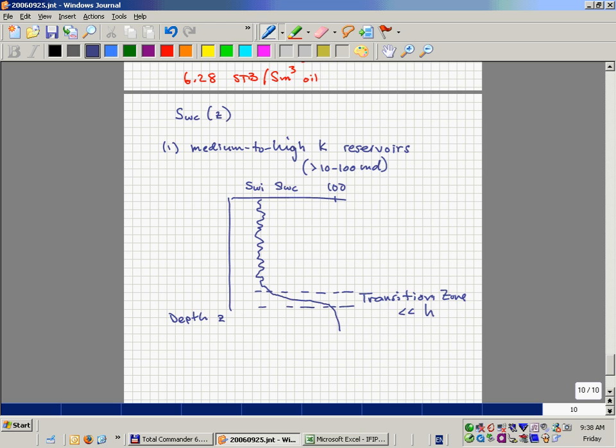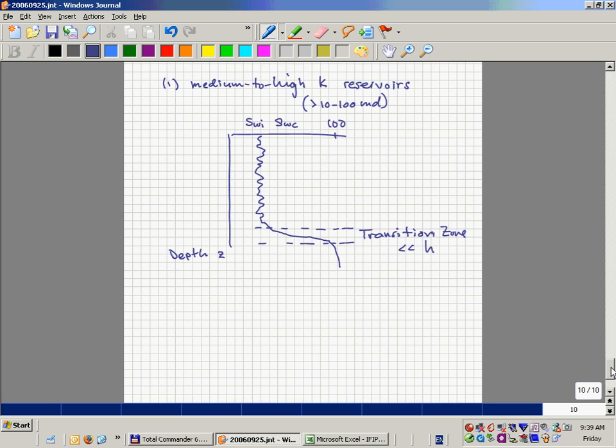Maybe 3 meters, 5 meters. The higher the permeability, the shorter it becomes. And I'll try to explain why, if I stop talking so much about soccer.